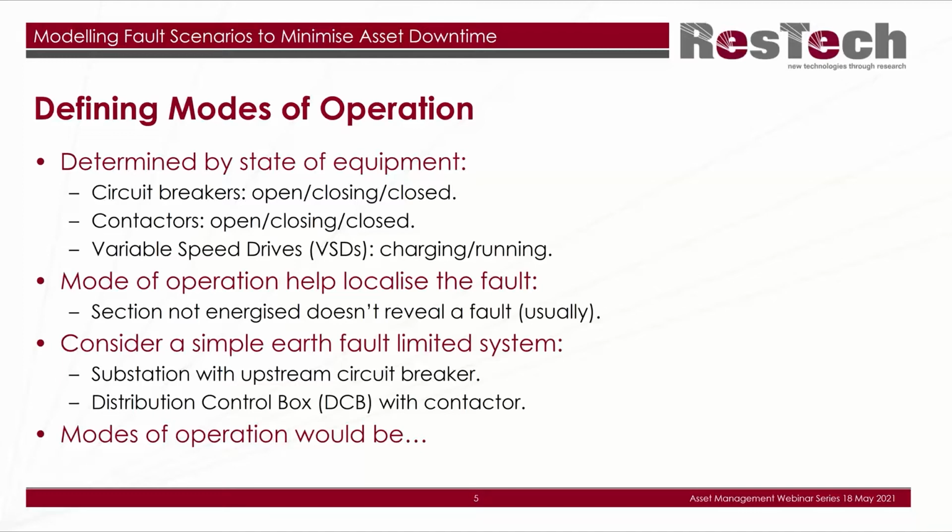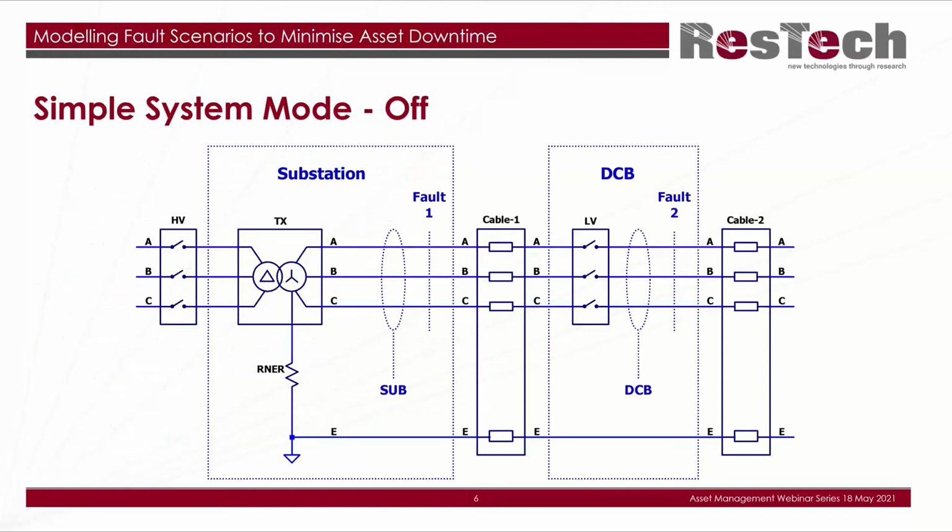And this will be a very simple example, just to make the points that I want to make. Of course, a real system is far more complicated, but this one will basically have a substation with an upstream circuit breaker and a DCB with a contactor. So if we were to consider this type of system, if I was to draw it out, it would look something like this.